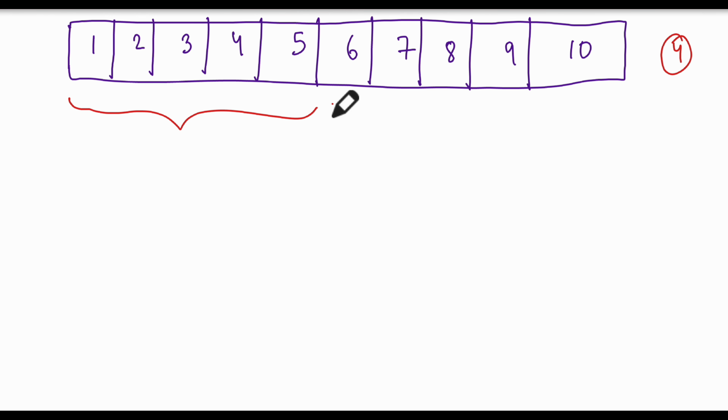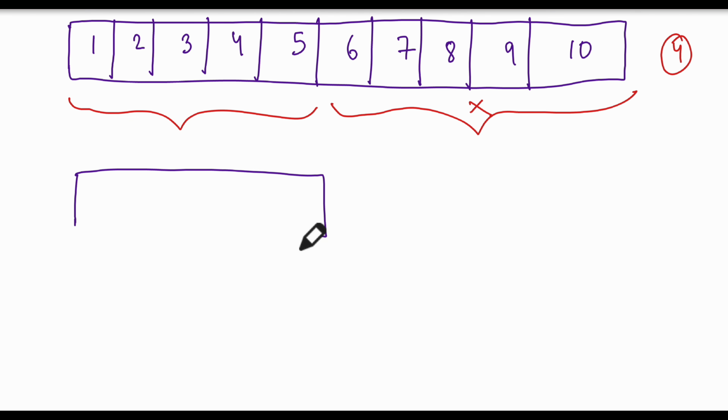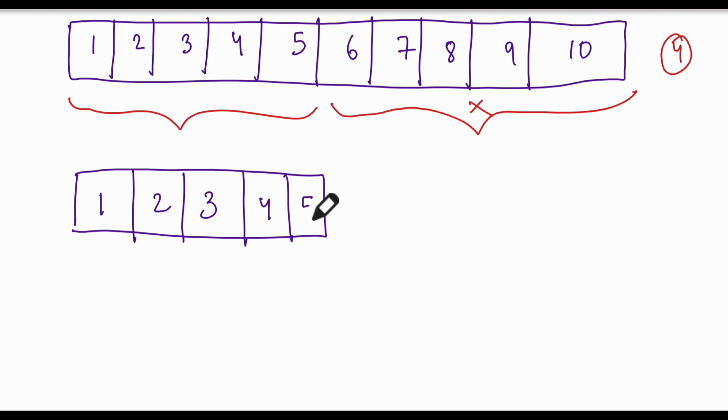This is my left split, this is my right split. Because 4 is lying in the left part, I will drop this. Now I'll be left with 1, 2, 3, 4 and 5. Now I will again do the splitting.